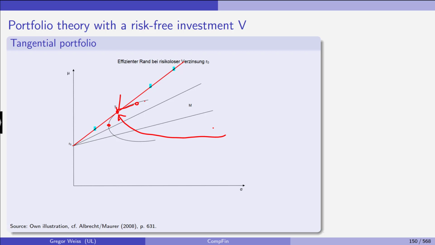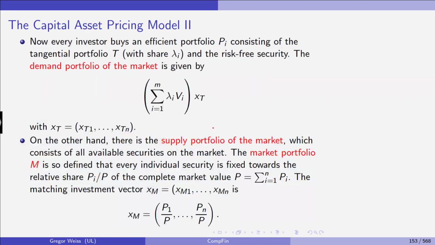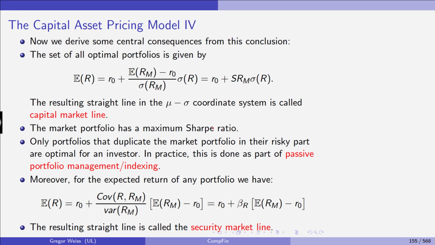You start with the tangent portfolio, and you have no clue what this tangent portfolio looks like. It turns out it's the market. It's all the securities in the market. Okay. Now we derive some further central consequences.